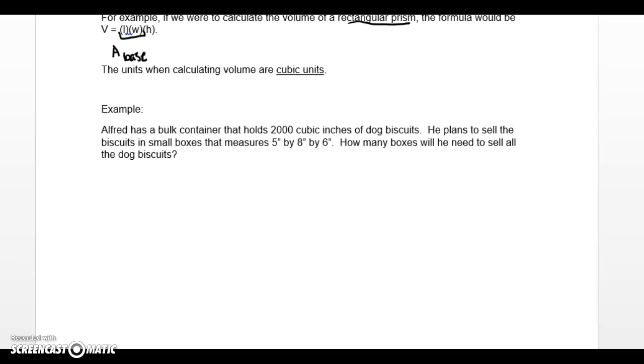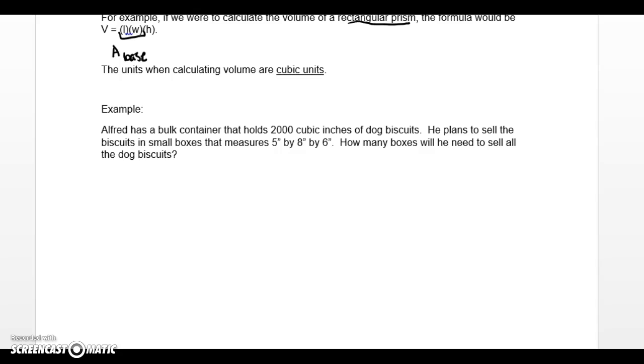Just to repeat again, the units when we're calculating volume will be some sort of cubic units, like centimeters cubed, inches cubed, feet cubed, and so on. So just watch out what kind of units you're given in your question in terms of the dimensions of that shape.